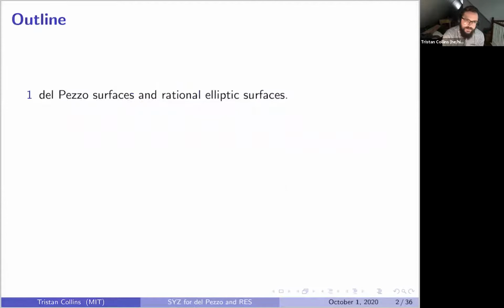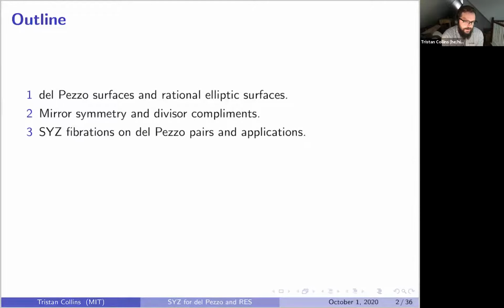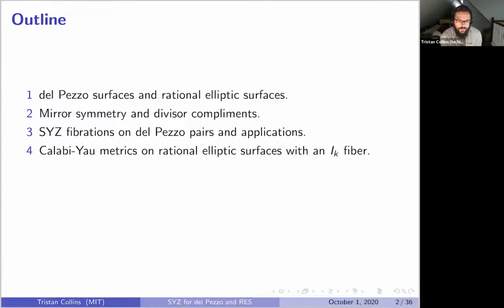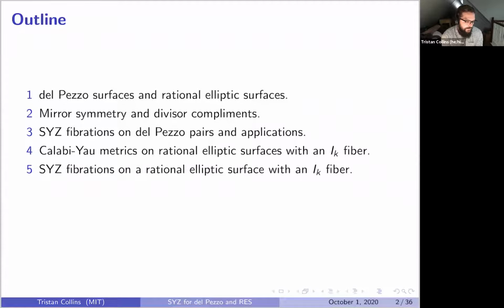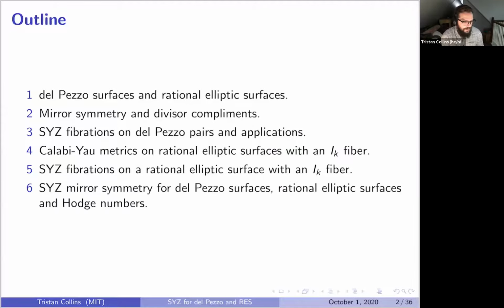All right, so let me tell you about what I'm going to try to say in this talk. I'm going to begin by just recalling the main players in this talk, which are del Pezzo surfaces and rational elliptic surfaces. So I'll just try to recall what those are. And then I want to explain Denis' picture of mirror symmetry for divisor complements. And then I want to talk about some work from last year on SYZ fibrations of del Pezzo pairs and some applications. And then I'll start talking about newer work, which is focused on the other side of this correspondence, which is rational elliptic surfaces with an I_k singular fiber. And in particular, I want to talk about SYZ fibrations, and then mirror symmetry for these two classes of objects, and some sort of differential geometric interpretation of mirror symmetry for Hodge numbers.